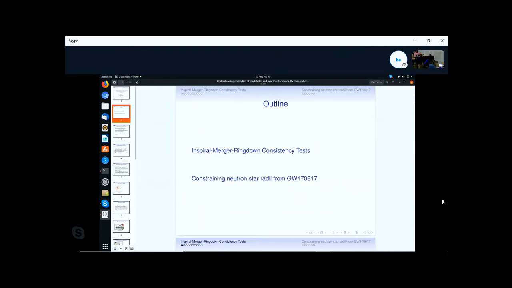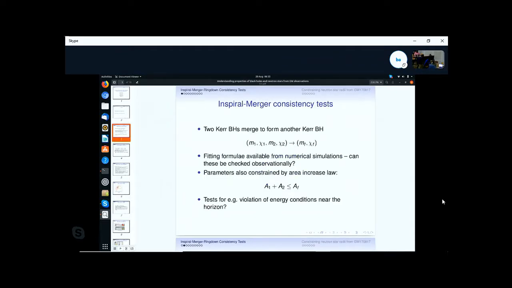Okay, so let's start. I want to start off first of all with the Inspiral-Merger consistency test. As you know, in the standard model of GR, if we have two black holes, let's say masses M1 and M2 and spins chi1 and chi2, when they merge, they form another black hole with mass MF and spin chi-F. And in standard GR from numerical simulations, we have a reasonably good idea, given the initial two black holes, of what the final parameters are. And then the question is, can these effects be checked observationally?